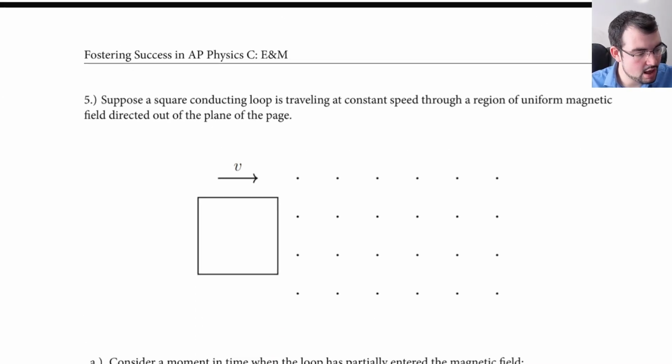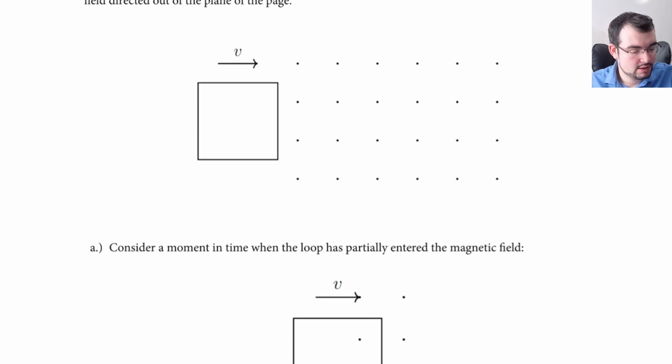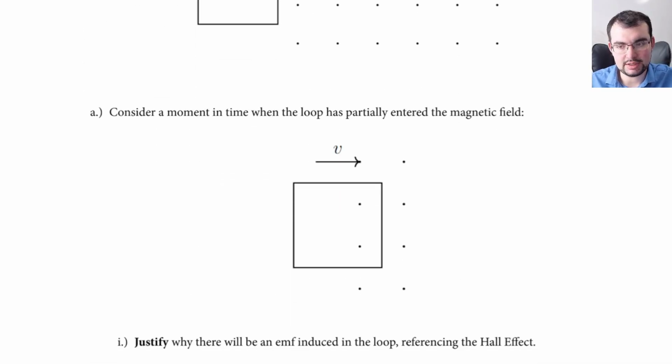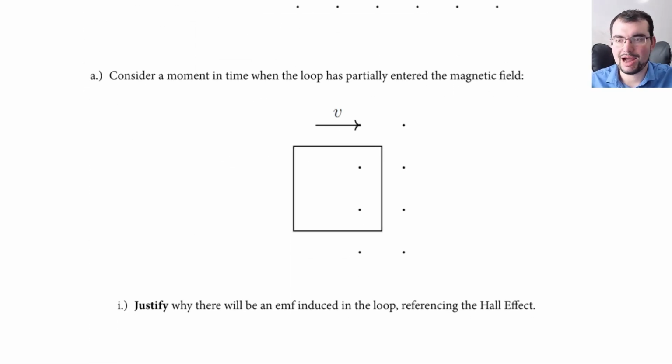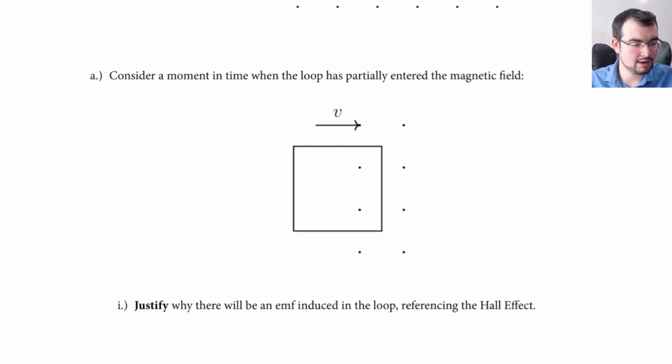All right, so here's the other motional EMF case to know. We like the bar on rails problem because it's more real than this. This is our magical conducting loop that is marching into a B field. We're just not going to ask questions about how that happens. First, we're going to consider a time where this conducting loop is partially in the field. We're going to justify why there's going to be current using the Hall effect, and then this newly mentioned Faraday's law, which talks about flux. So first, the Hall effect.